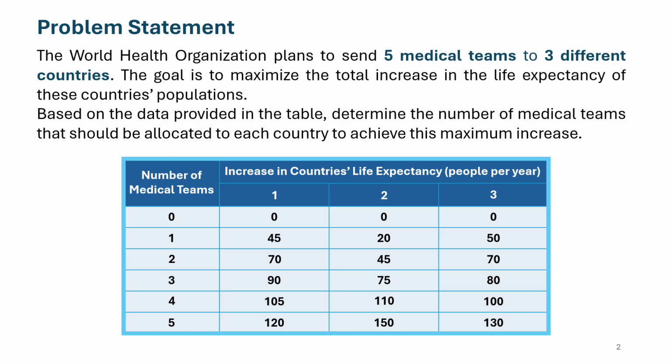For example, let's look at this specific cell. At the intersection of the row for 2 medical teams and the column for country 1, we see the value 70. This means that if we allocate exactly 2 medical teams to country 1, the life expectancy in that country is projected to increase by 70 people years. Similarly, sending 4 teams to country 2 would result in an increase of 110. Our core challenge, therefore, is to find the combination of allocations to countries 1, 2, and 3 that sums to 5 teams and yields the highest possible total increase.